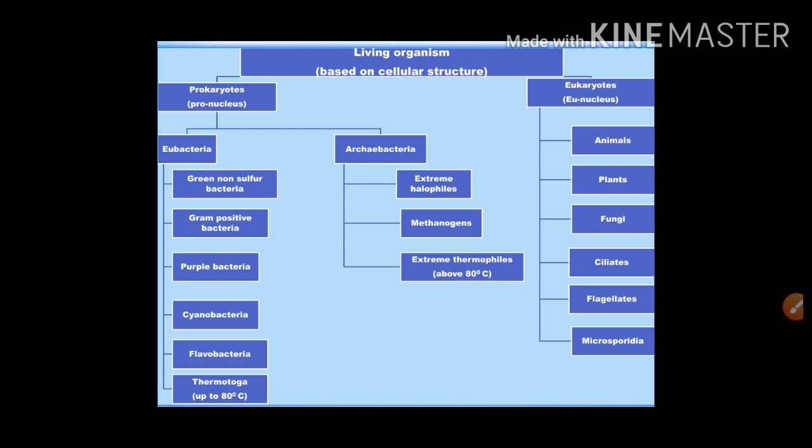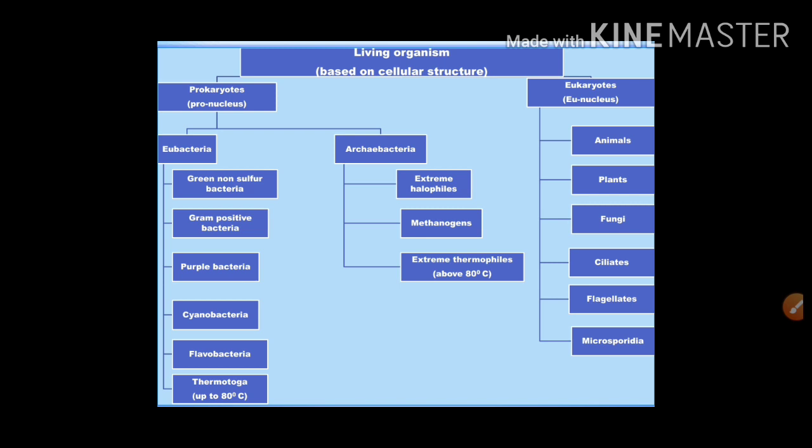Prokaryotes can be categorized as eubacteria and archaebacteria. Eubacteria are general bacteria which are known to us. They live in a normal environment. Examples are green non-sulfur bacteria, gram-positive bacteria, purple bacteria, cyanobacteria, flavobacteria and Thermotoga. Thermotoga is the class of bacteria which can live in high temperatures also, up to 80 degrees centigrade.